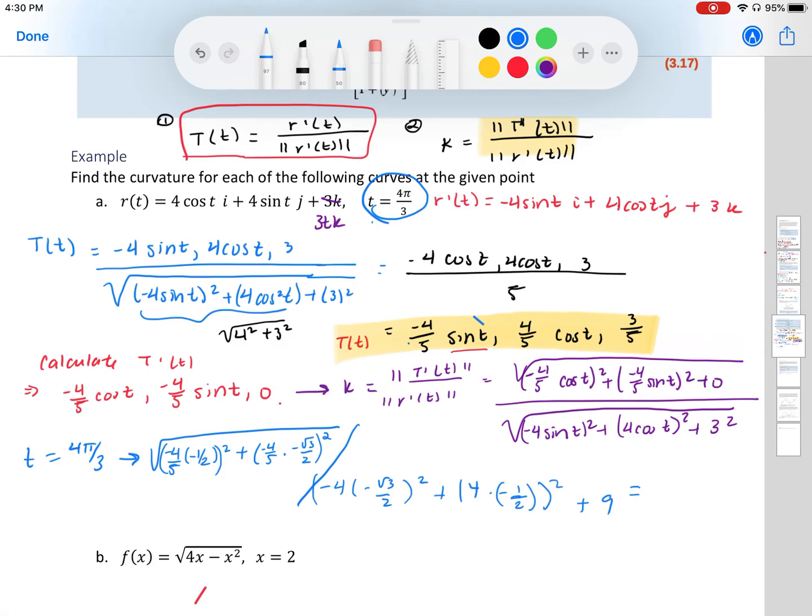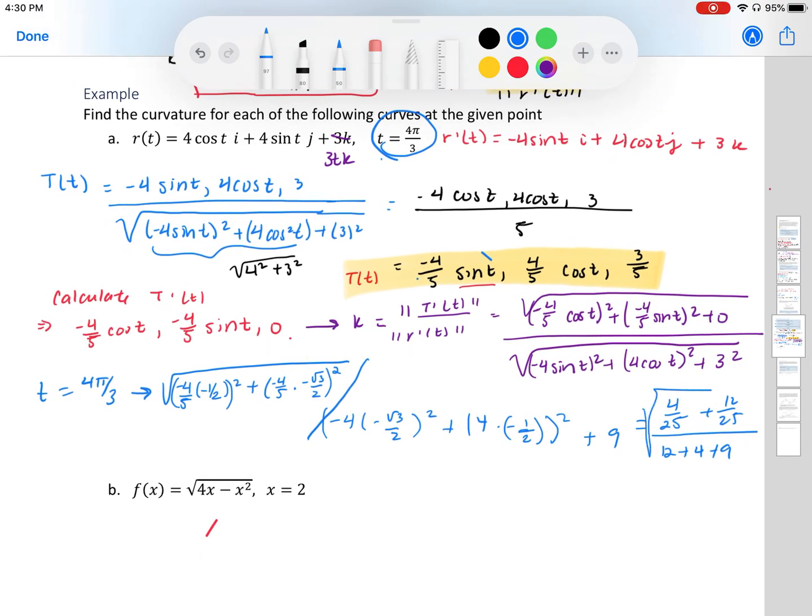It's a lot of fraction work, but it's not so bad because you end up getting a common denominator. We're left with 4 over 25 plus 12 over 25 divided by 12 plus 4 plus 9, all under a square root, right? They both have square roots. So we're left with the square root of 16 over 25 divided by 25, 4 over 5 divided by 5, which is just 4 over 25.